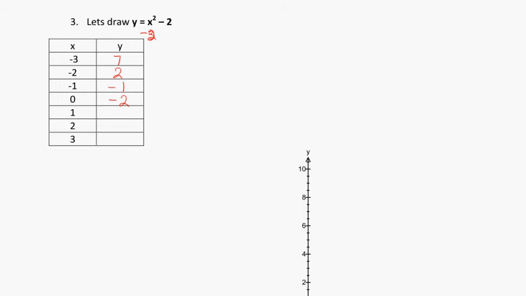When x is 1, 1 minus 2 is negative 1. When x is 2, 2 2s are 4, take away 2 is 2. Now I can see a pattern happening here. 3 squared is 9, take away 2 is 7. So it goes 7, 2, negative 1, negative 2, negative 1, 2, 7, so it's symmetrical about that there. Now let's plot it.